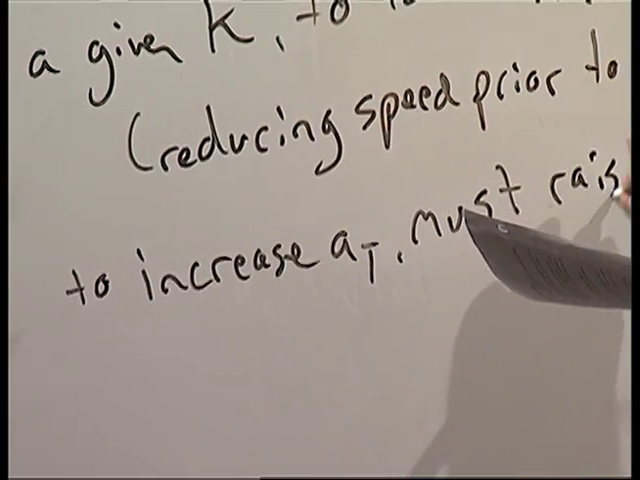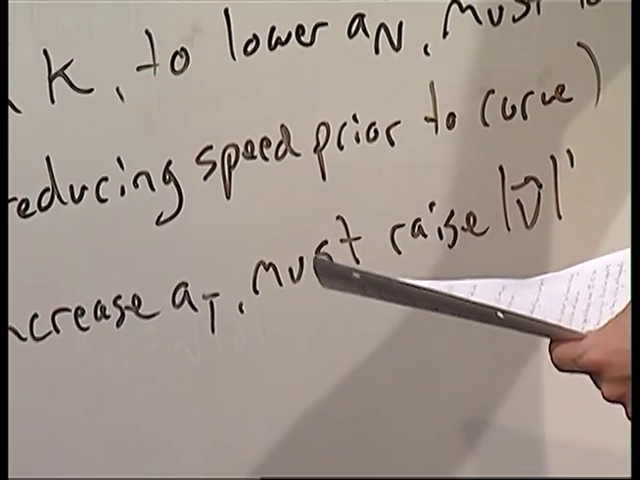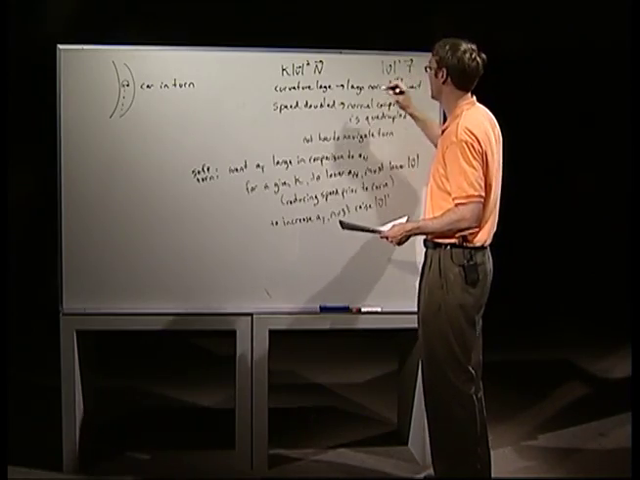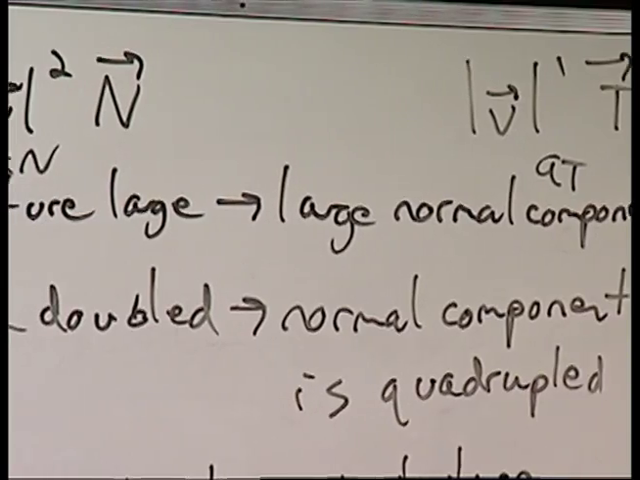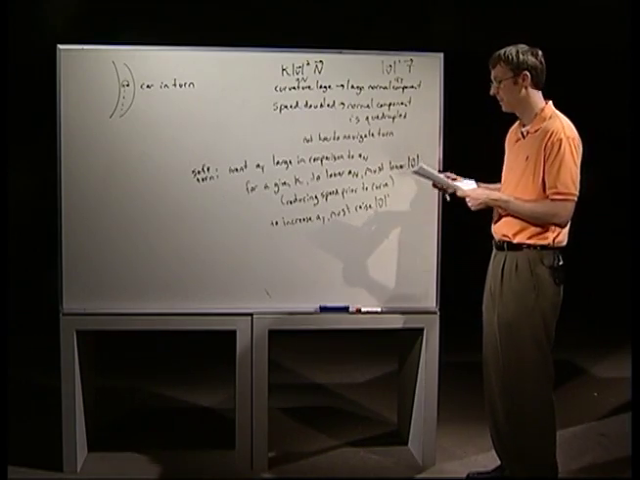Because remember that normal component was just V prime T. Oh, I'm sorry. This is AT over here. This is AN. So this is the tangential component, and that's the normal component. Right? So you've got to raise V prime. This is the rate of change of speed, right?